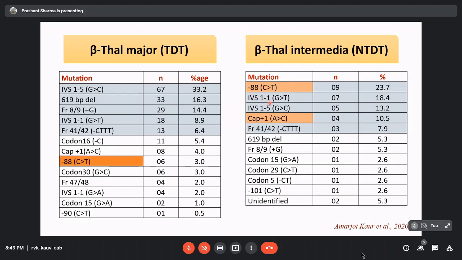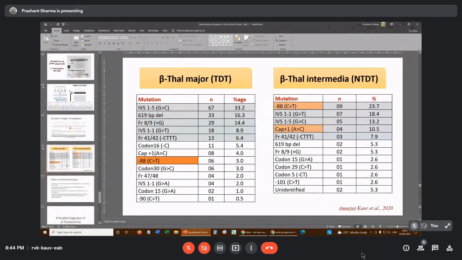That's because the IVS 11 is often associated with an XMN1 plus plus kind of a genotype. These are closely inherited. IVS15 is still there, but it's now relegated to number 3, and then we've got the others. Another point that can be made from this slide is that mutations can remain unidentified, especially in NTDT, in a proportion of patients.